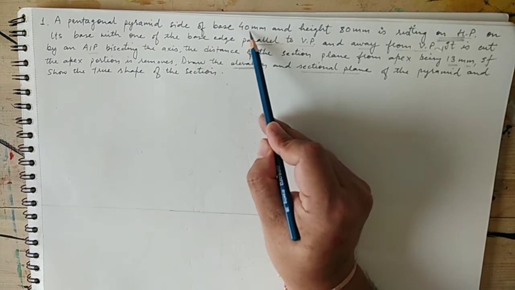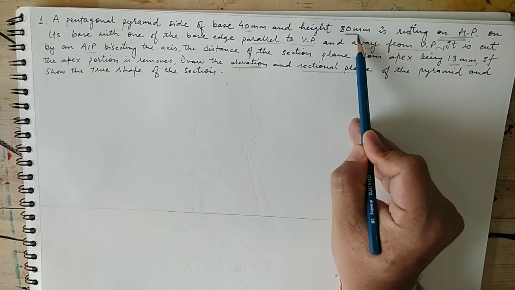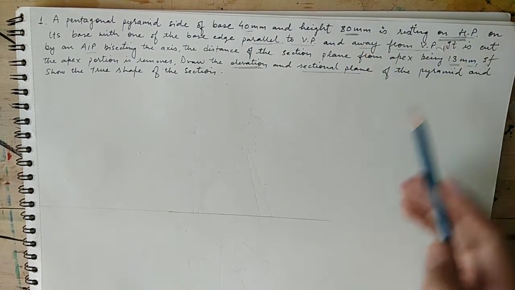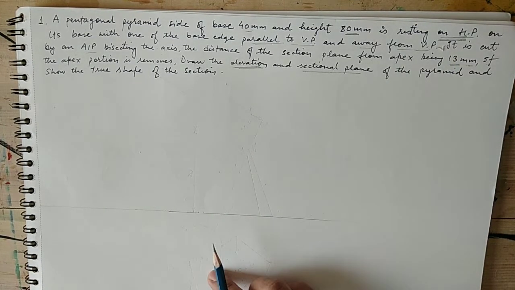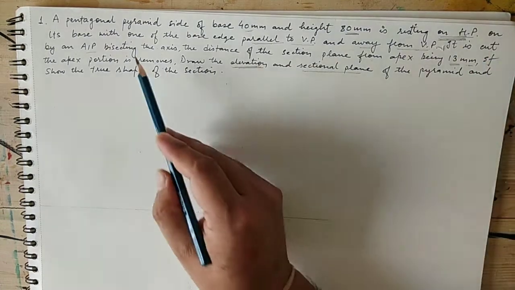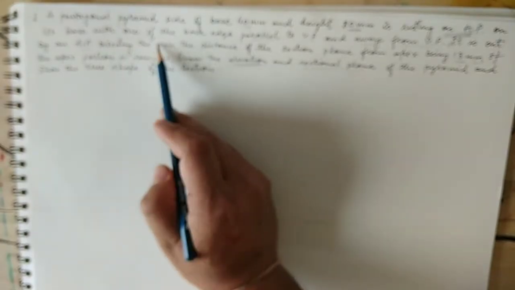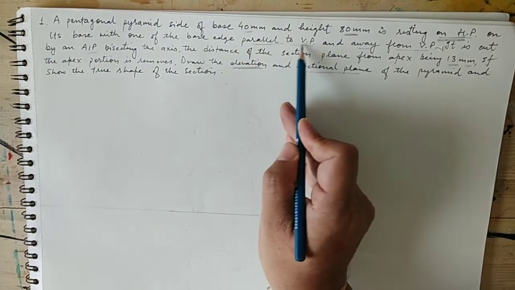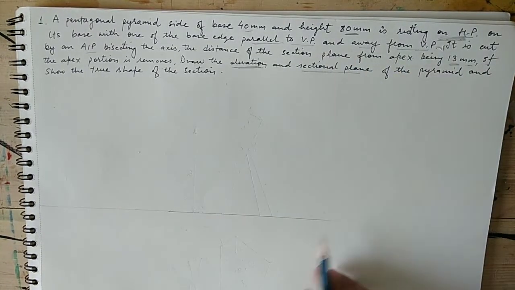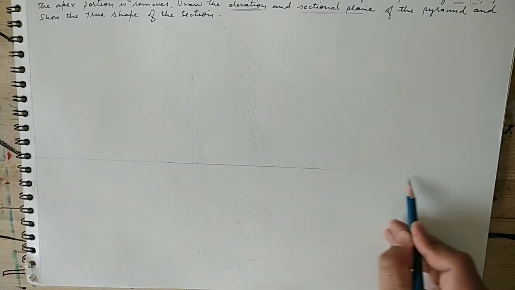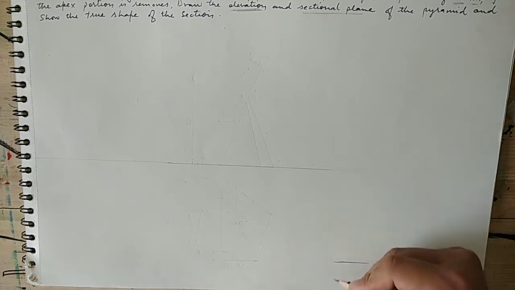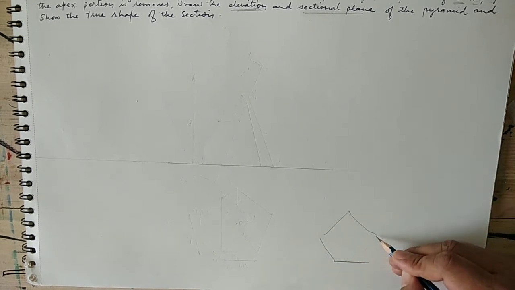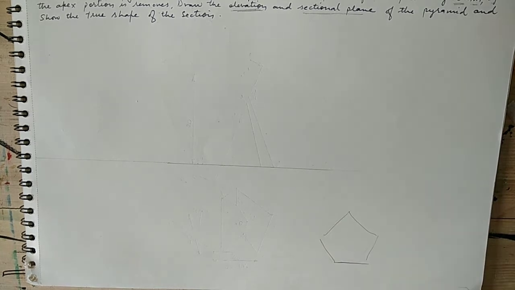the side of the base is 40 and the height is 80 mm. Resting on HP means that the whole base of the pyramid we will draw on HP. One of its base edges is parallel to VP and away from the VP. That means, suppose this is a reference line, so this is your base edge of the pyramid and it is away, so we will draw a pentagon like this.